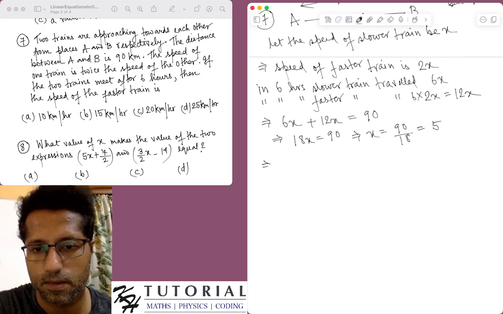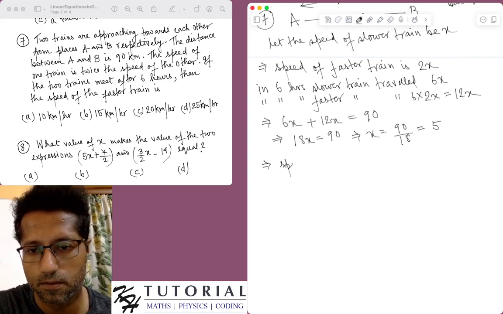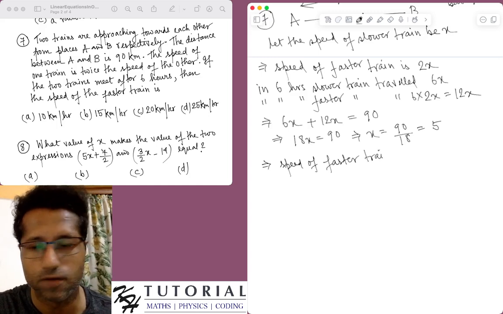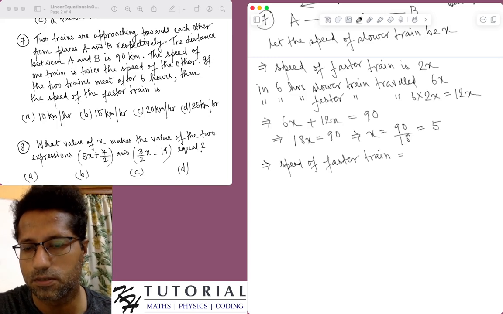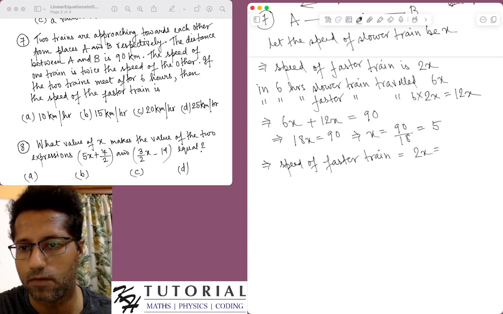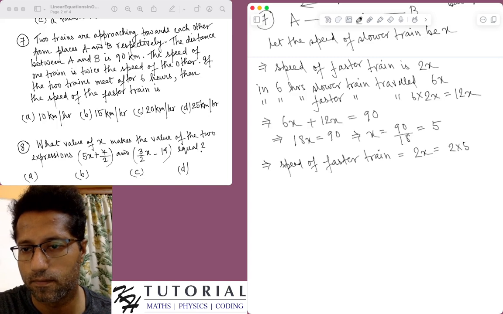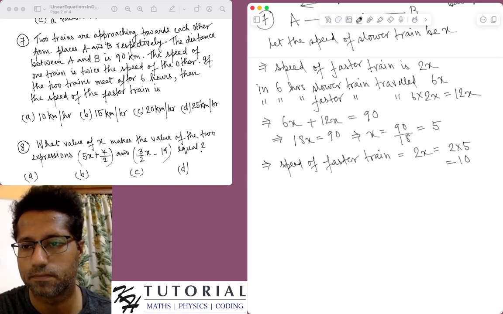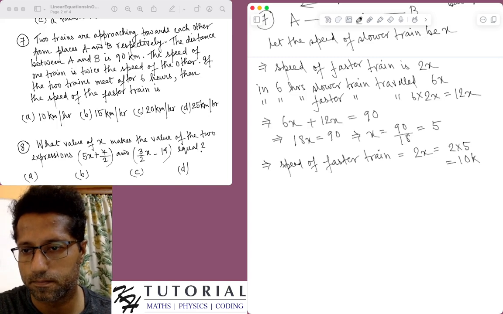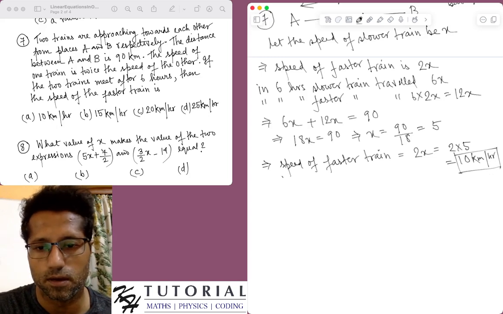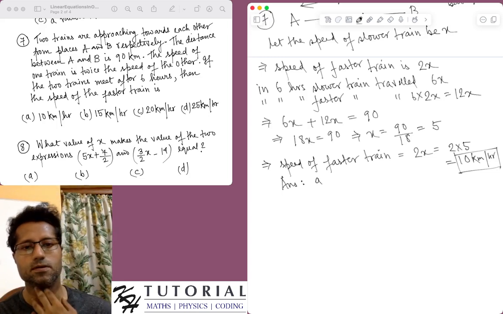This implies the speed of faster train. The problem has asked to find the speed of the faster train. The speed of faster train equals 2x, and x we have found to be 5. So 2 into 5 equals 10 kilometer per hour. So the answer is choice A.